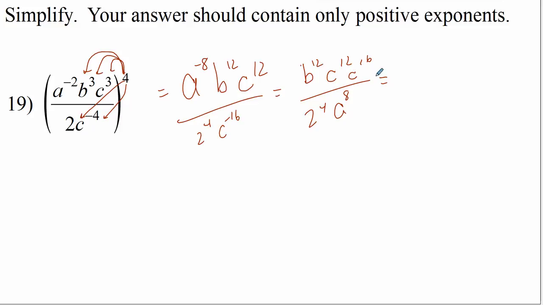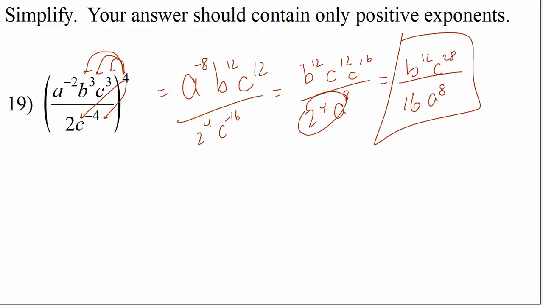Now let's cancel things out if we can. B is on top, can't do anything with, so b to the 12, 16 and 12 make 28, so c to the 28, over 2 to the 4 is 16, and then a to the 8 is in your denominator because I can't cancel anything out.